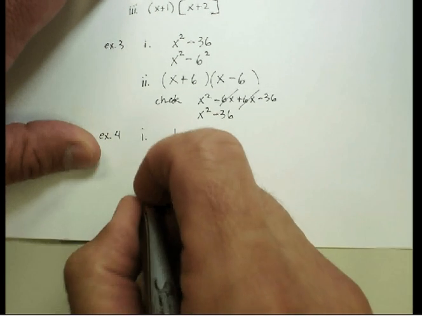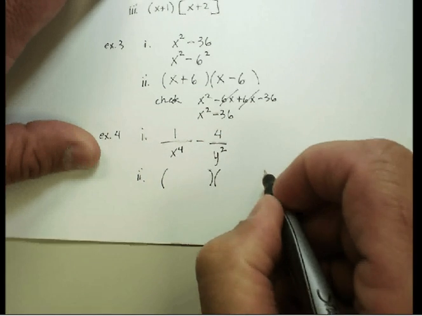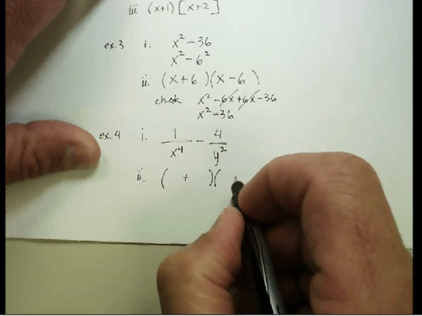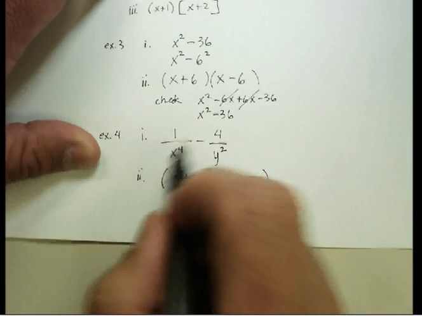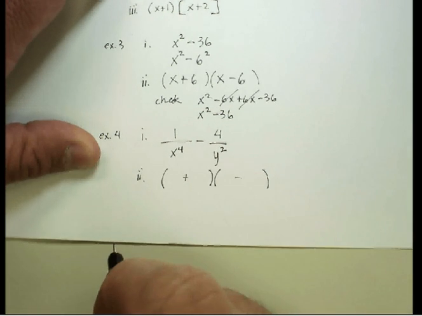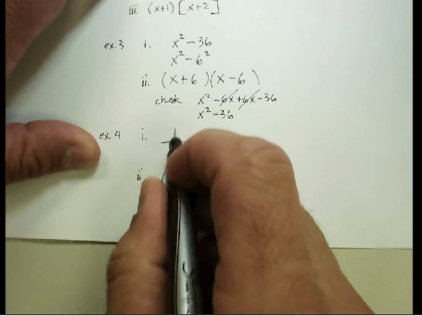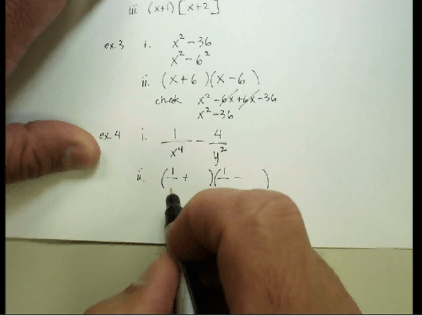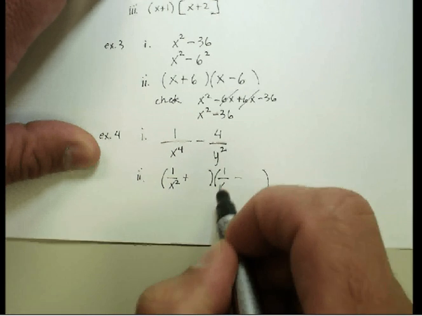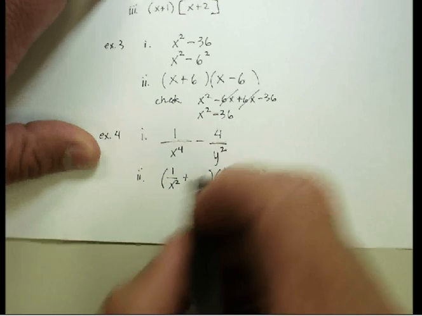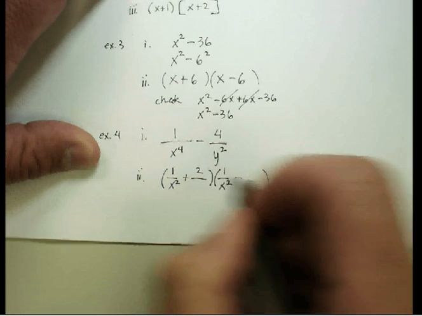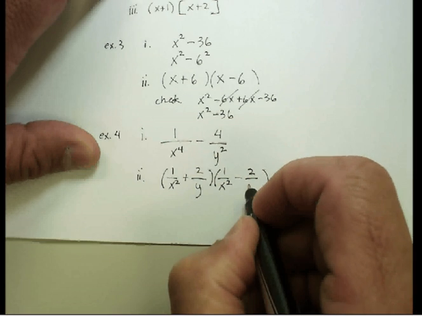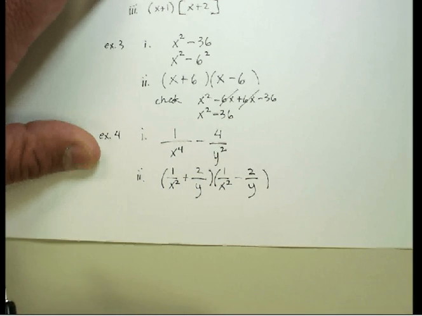So what do I do? You put down 2 binomial spaces. Again, you go plus minus. And now you take the square root of each of the individual parts and put them in the right spot. So 1 goes there, 1 goes there. X squared goes there, x squared goes there. 2 goes here, 2 goes there, and y goes there, and y goes there.